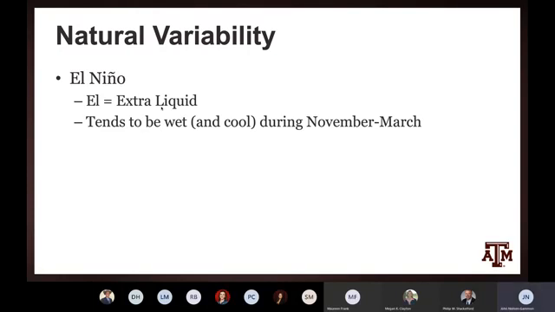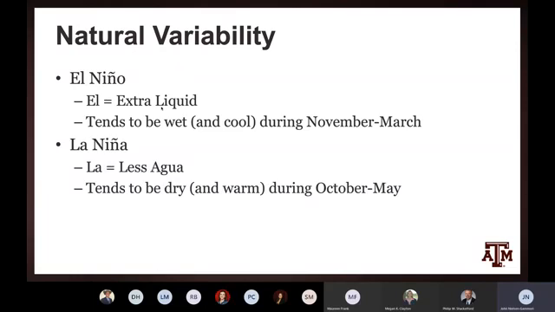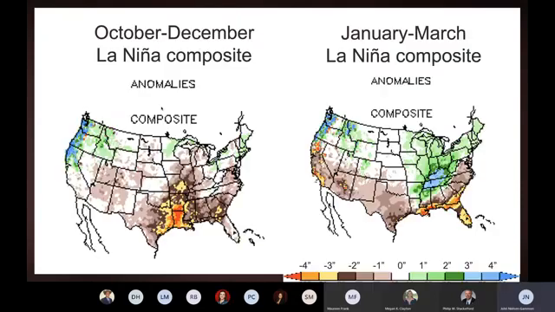And El Nino is when temperatures are warm in the tropical Pacific, La Nina is when temperatures are cool in the tropical Pacific, and just like its opposite temperatures, it has an opposite effect on our climate. LA stands for less agua in our case. It tends to be relatively dry during the cool season, and mainly those effects again are during a slightly longer period of time than El Nino, but mainly kicks in around October, and by May the effects tends to be going away.